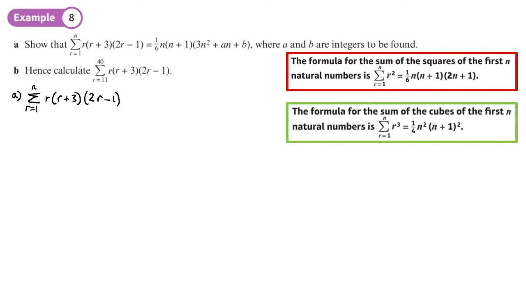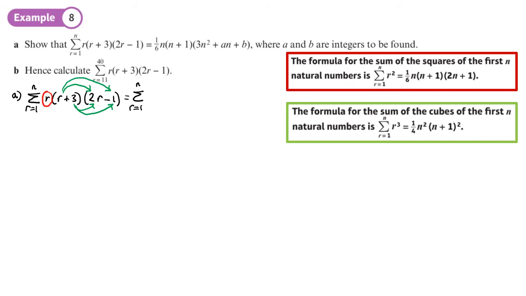Because we want to find if there's any squares or cubes or anything like that. Right, so the sum from r equals 1 to n. I'm going to multiply out the brackets like this, and then I'll multiply by r. I'm not going to do it in too many steps, so I'm going to try and do this nice and quick. So the first term is going to be 2r squared, but then it's going to get multiplied by r. Everything's going to get multiplied by r.